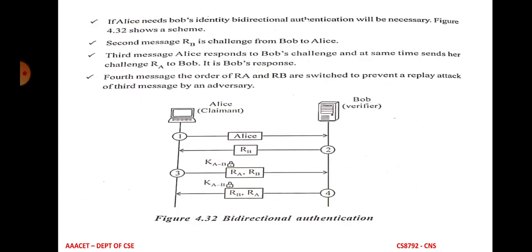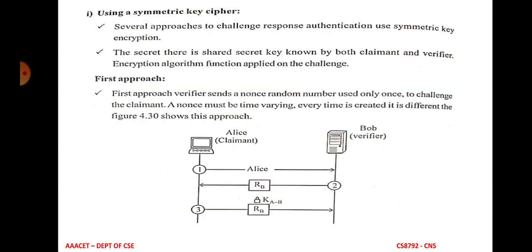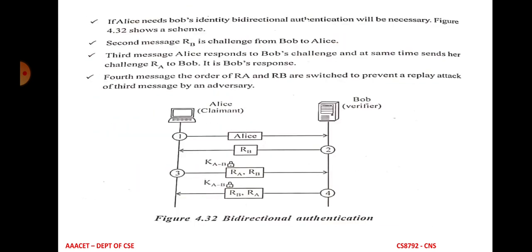So here is the same one. Here if Alice needs Bob's identity, in the bidirectional authentication, this is the concept of bidirectional. This is unidirectional. You can clearly see that here Alice challenges Bob, then Bob sends the nonce value, and Alice encrypts the nonce value, right? This is one way authentication. But this is mutual authentication, that is bidirectional authentication. So here you can clearly see that the first step is Alice challenges Bob, the verifier. In the second step, Bob sends the nonce value RB to Alice.